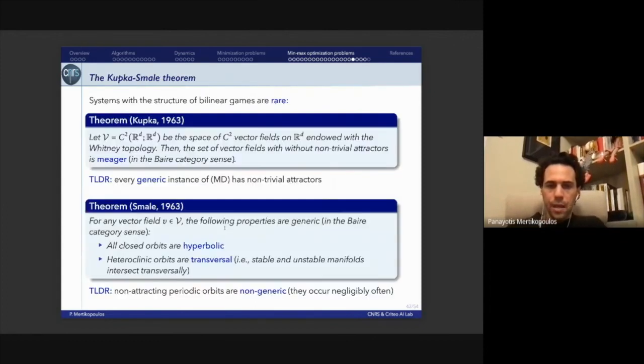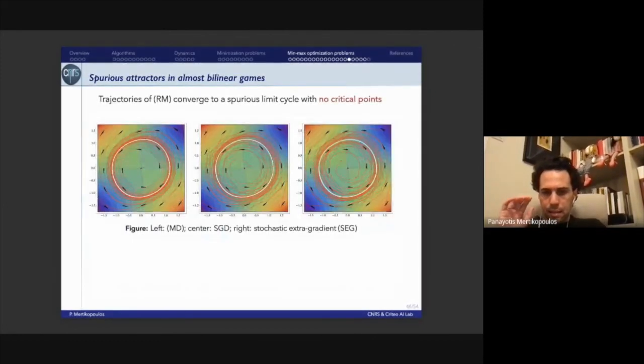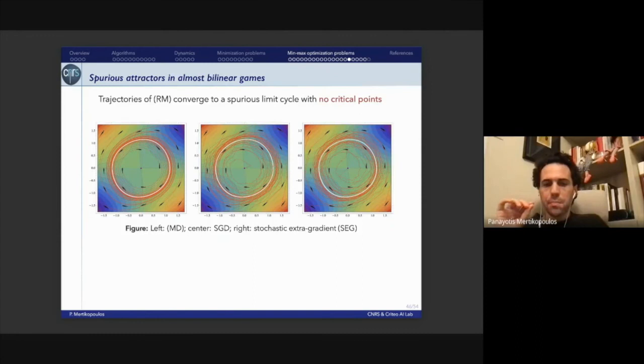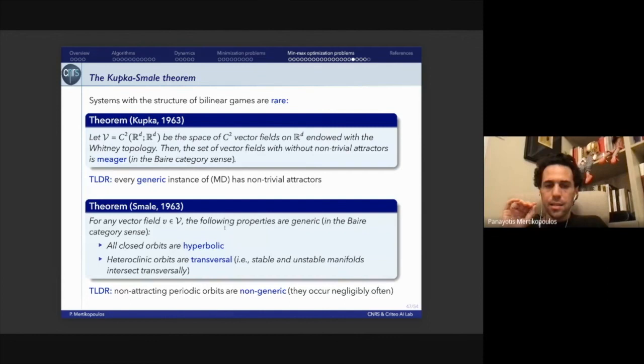I wanted to say something more here: there is a much deeper principle at play, which shows that, in essence, all examples like the bilinear games, where we have this foliation of periodic orbits, are extremely rare in the space of dynamical systems. This gets us back to the 60s. This is a result from differential topologists. Smale was a differential topologist, and Kupka was a dynamicist, and they showed two results which in tandem are known as the Kupka-Smale theorem, and which tell you the following.